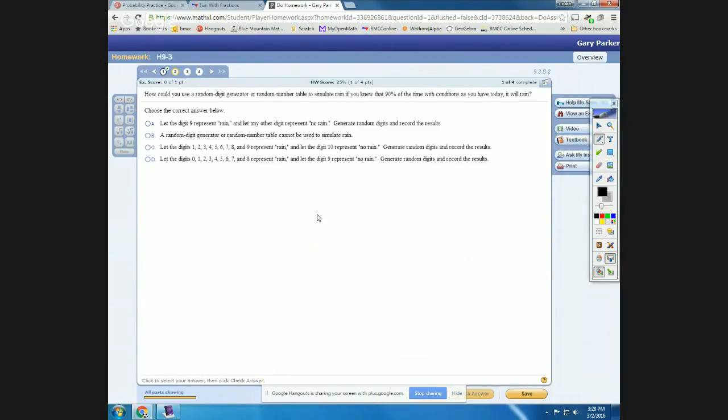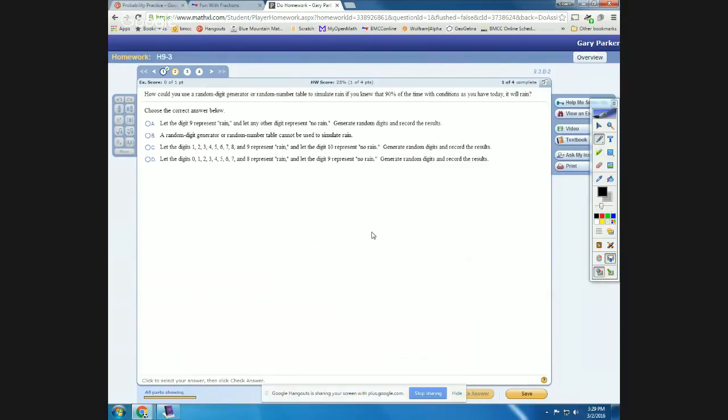Random reading generator. So I mentioned before, there's lots of ways to do random generation of things, and understanding a scheme and picking a scheme can be kind of tricky. So let's see if we can do this. Some of these questions will make more sense if you read the book, so if you didn't read the book, please read the book soon. How could you use a random digit generator or random number table? Now, I didn't talk about random number tables, but I did mention random number generators, or random digit generators.